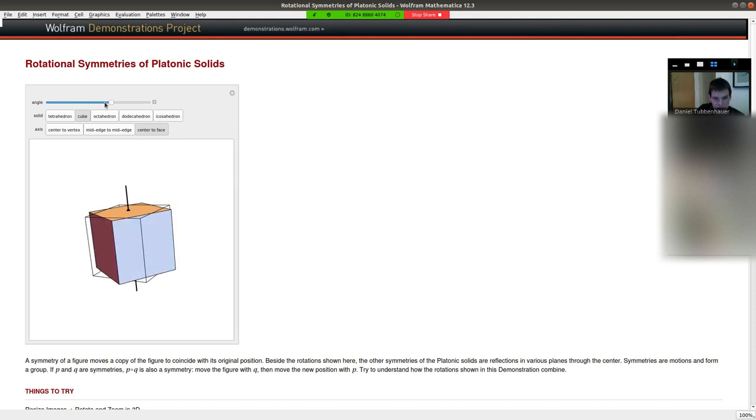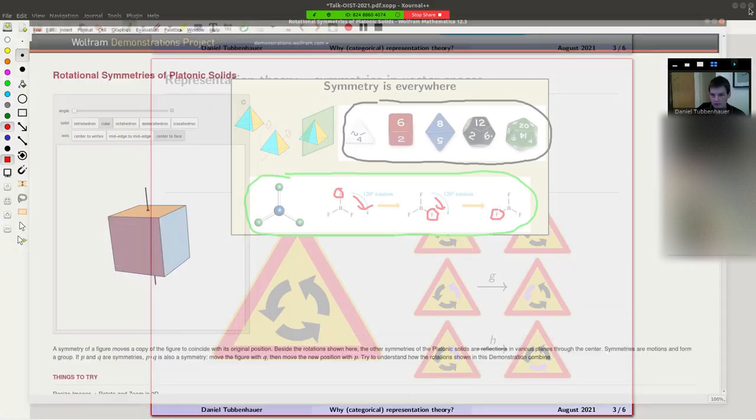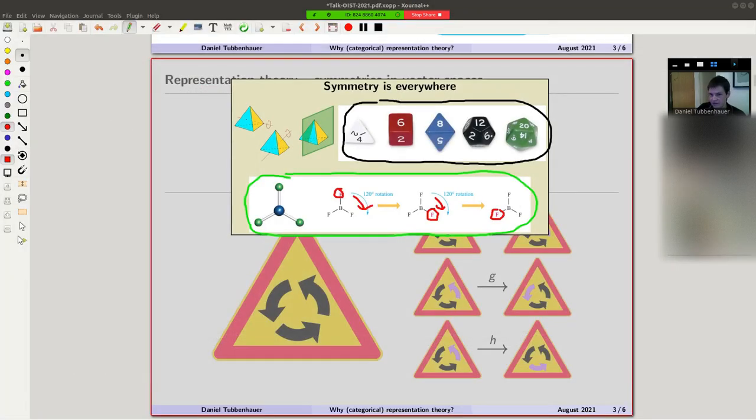Right? So you have three axes, and those three axes have a two-fold rotational symmetry, a three-fold rotational symmetry, and a four-fold rotational symmetry. But the four-fold rotational symmetry, you can obtain it by using the other symmetries. Okay, so back to my slides.